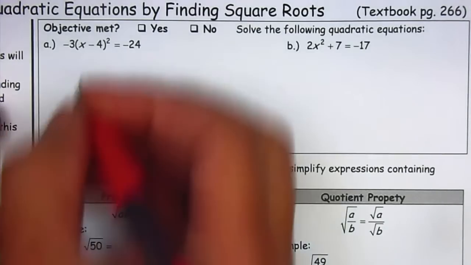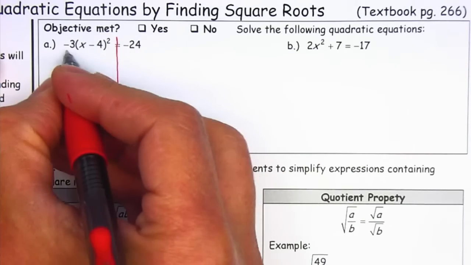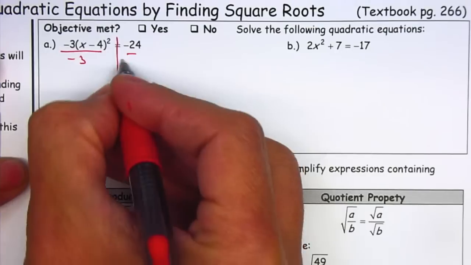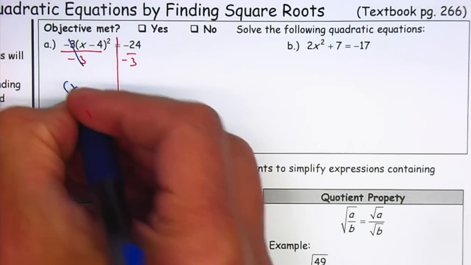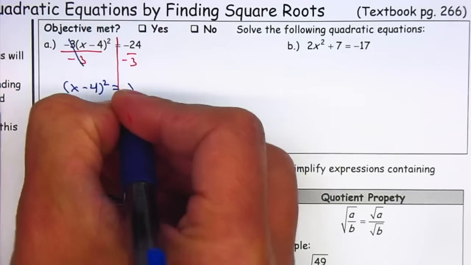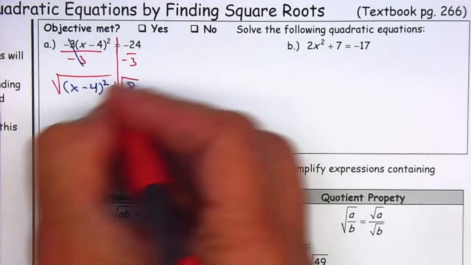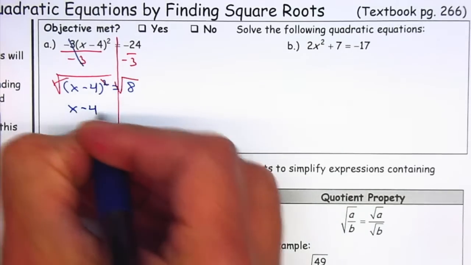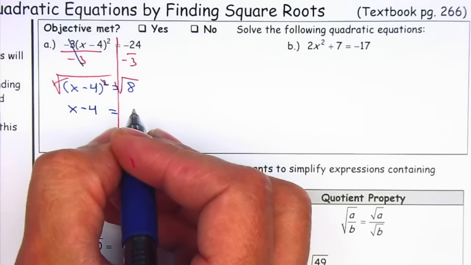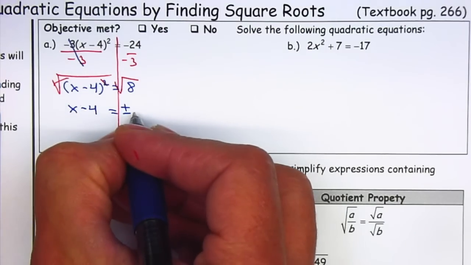Now for the objective met, same process. We're going to draw the line. I'm going to divide by negative 3 to cancel it. So we have x minus 4 squared is equal to 8. I'm going to take the square root on both sides to cancel the square. We have x minus 4 is equal to, remember that every time that you have the square, you take the square root on both sides, we're going to have plus or minus.